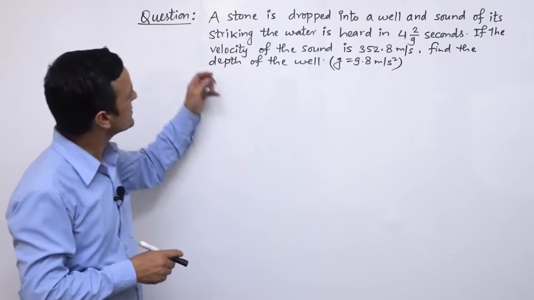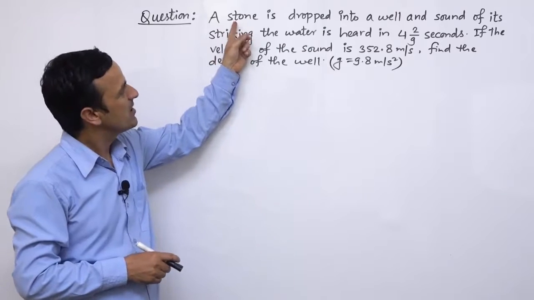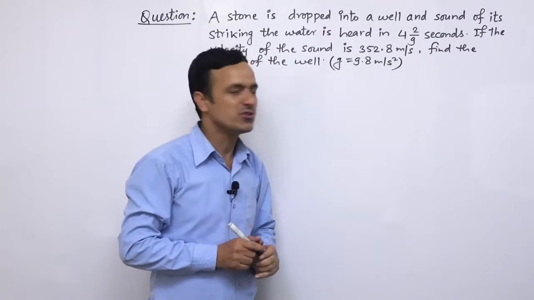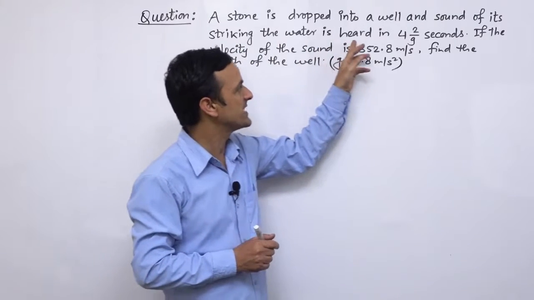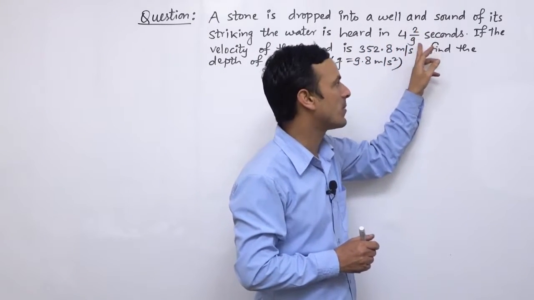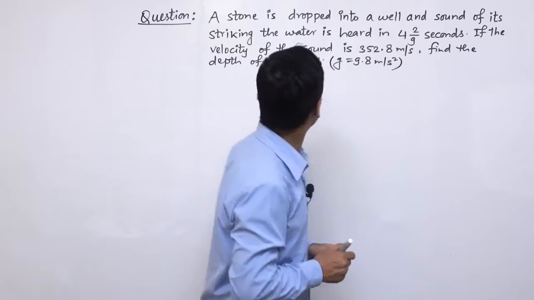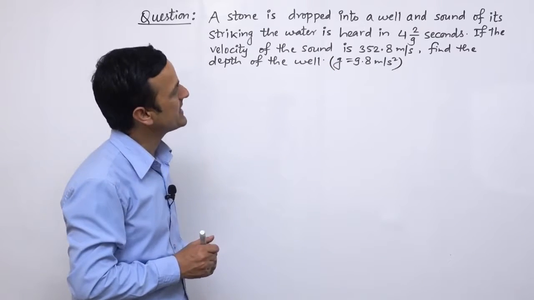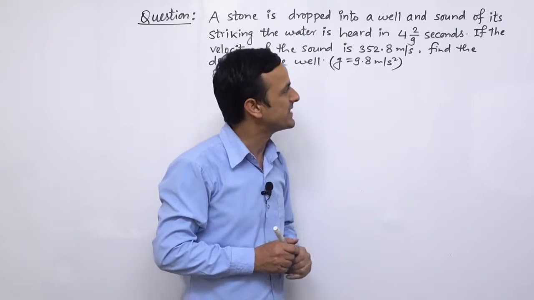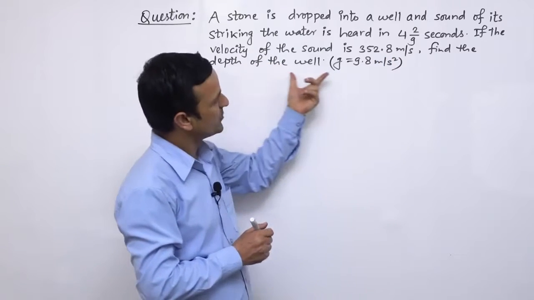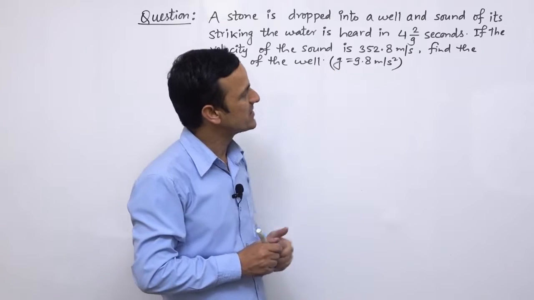Okay, dear students, today we have this problem. A stone is dropped into a well and the sound of it striking the water is heard in 4 2/9 seconds. If the velocity of the sound is 352.8 meters per second, find the depth of the well. So the question is this one.